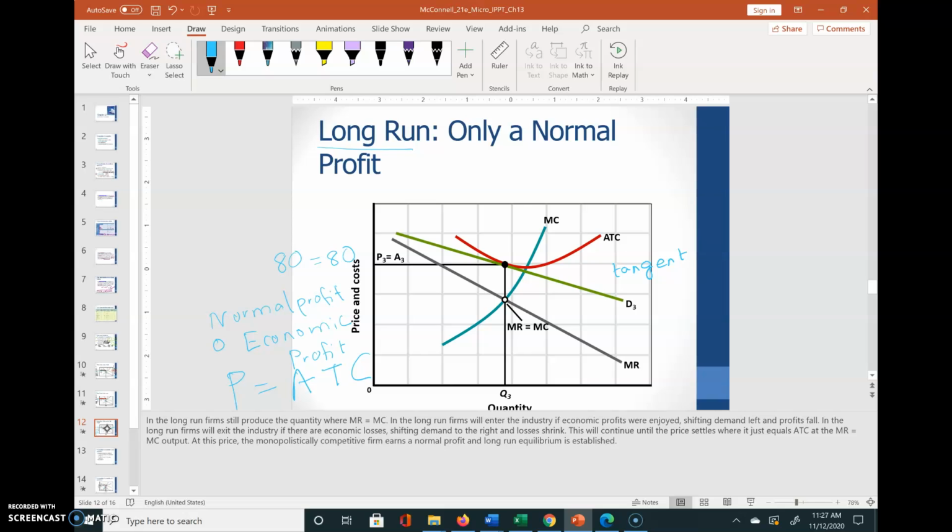So the take home here is, in the short run we can have a profit or we can have a loss, but in the long run we are always going to have a normal economic profit. So this is all with the adjustment process for monopolistically competitive market structure, and this is similar to a perfectly competitive market structure adjustment process. So that's all for now.